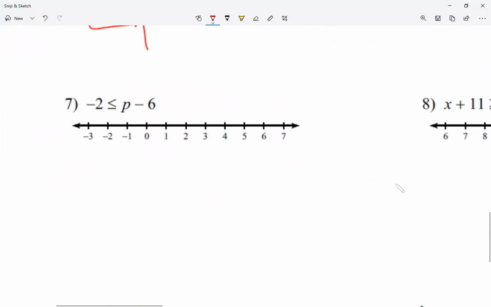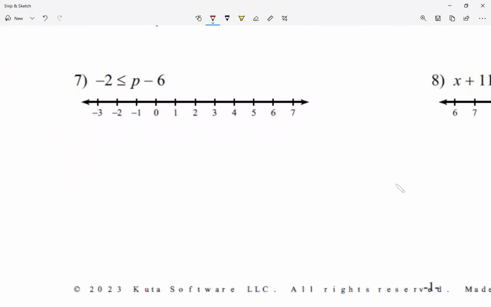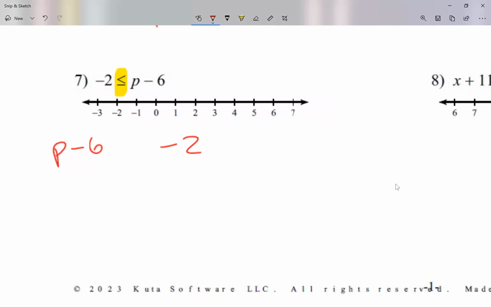Now let's take a look at number 7. The letter has to be on the left side, right? I see my inequality sign is right there. So letters to the left. So I'm going to write P minus 6 on the left side, my -2 on the other side. My inequality has to flip.